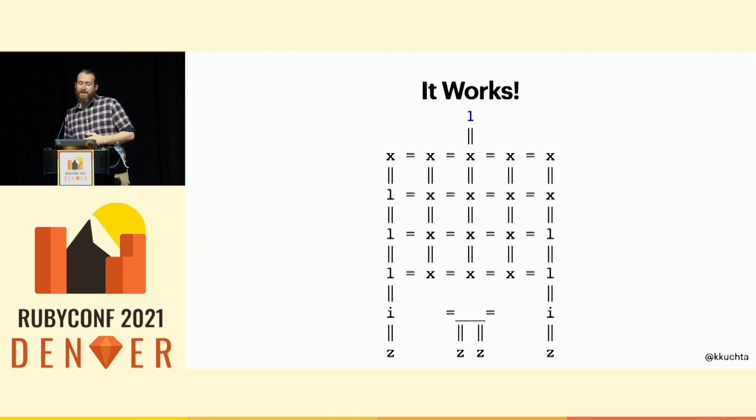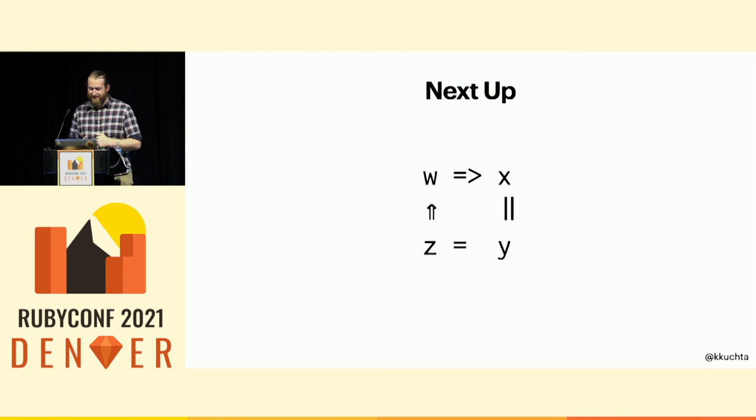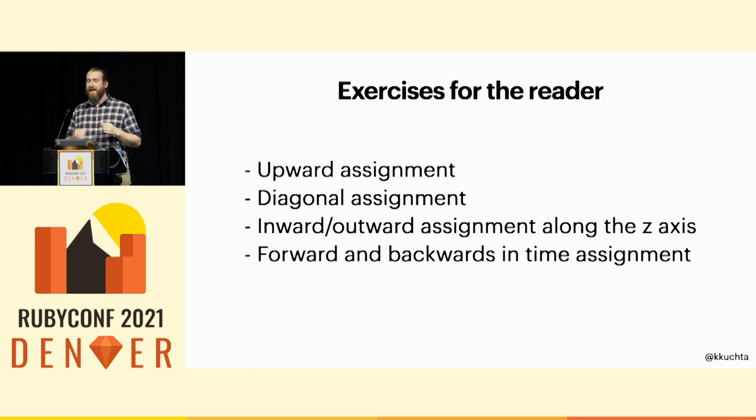Now, obviously we have to take it one step further with upwards assignment. Unfortunately, I don't think it's possible. It seems like it would violate causality. But of course, I realize that by saying it can't be done, one of you all will have figured out how to do it before I make it to the end of the talk. So I leave a few of these as exercises for the reader.